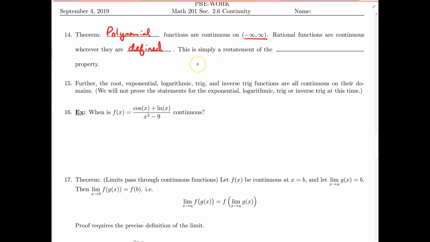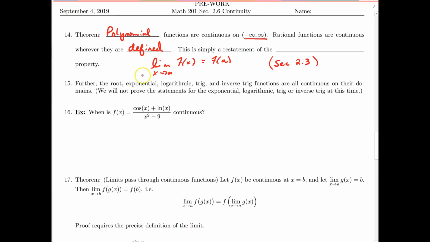This is simply a restatement of what property? We've actually seen something to this effect that said, hey, if we want to evaluate the limit as x approaches a of f of x, we could just say that that is f of a. When did we do this previously? Okay, so this is simply a restatement of some property. I'll let you go digging for that, except I'll tell you that it comes from section 2.3. It was a property that we presented in that section.